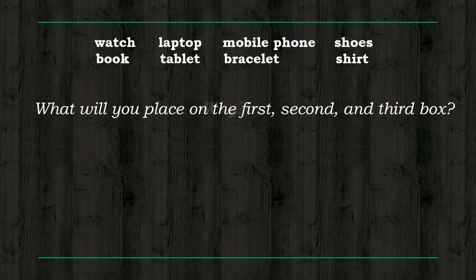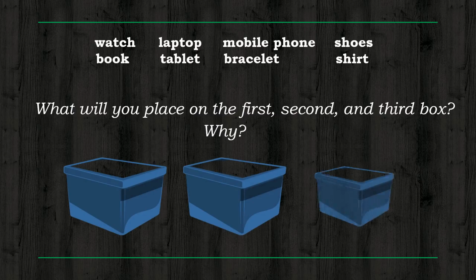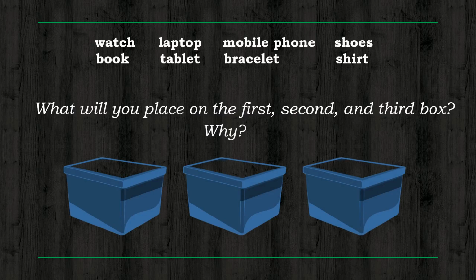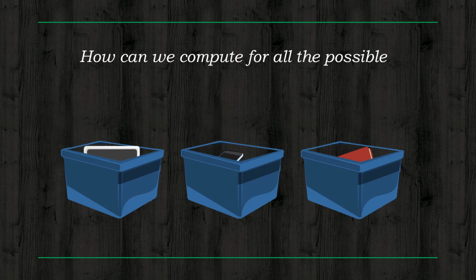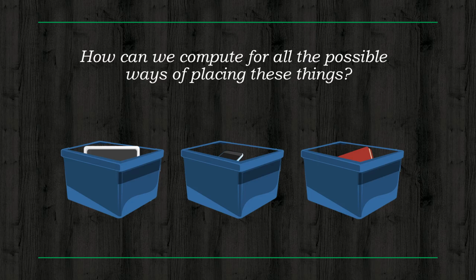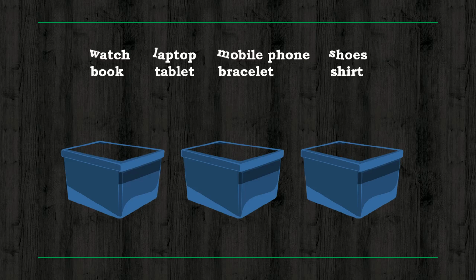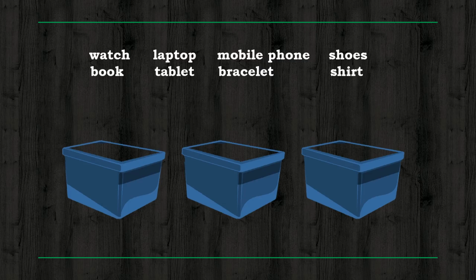Among the 8 items, what will you place on the first, second, and third box? And why? What if you decided to place the laptop in the first box, the mobile phone on the second box, and the book on the third box? The question is, how can we compute for all the possible ways of placing these things? Remember that there are 8 items, and there are only 3 boxes, and you can choose any of them to put in the first, second, and third box.